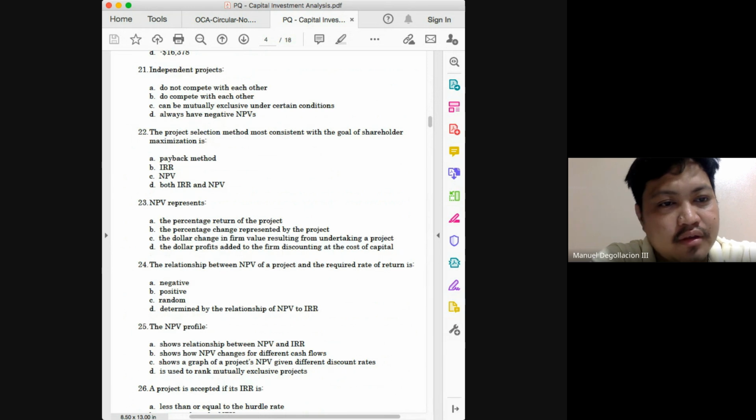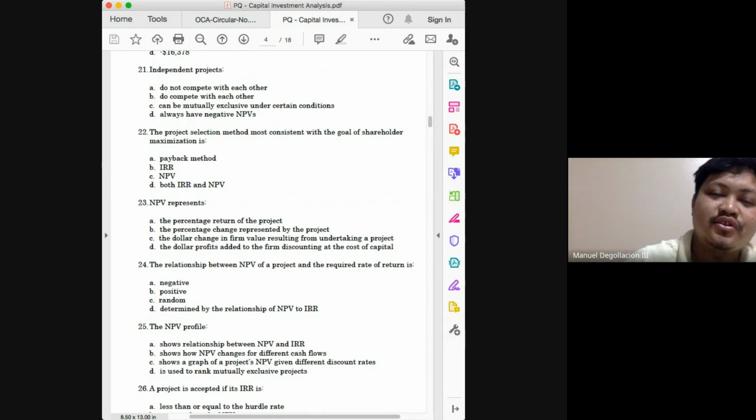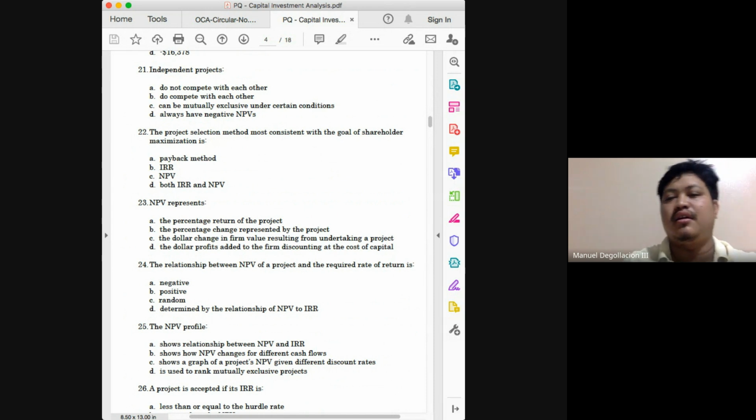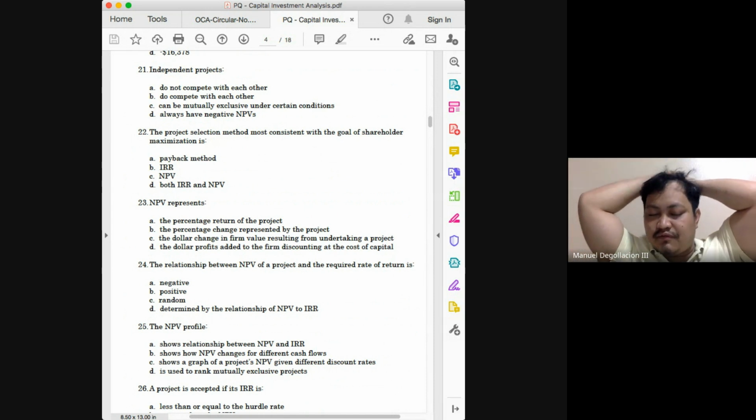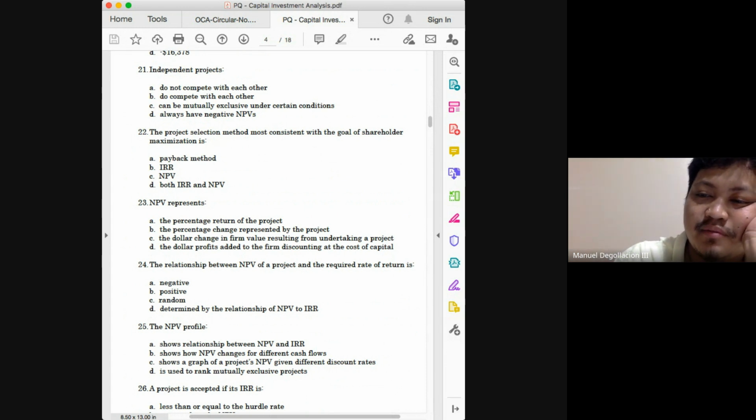Question 22, the project selection method most consistent with the goal of shareholder maximization is letter C. Again, this is considered to be the superior investment analysis method or project selection method. The net present value is considered to be superior. The answer here is letter C. NPV represents the dollar change in firm value resulting from undertaking a project. So basically the NPV tells you the additional value the project would be able to give to the company.